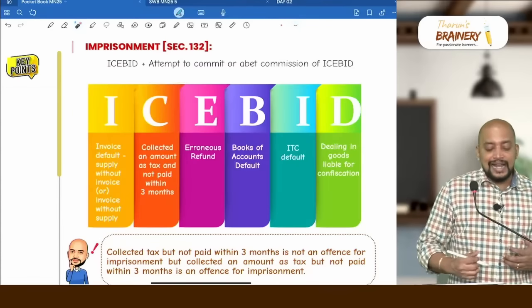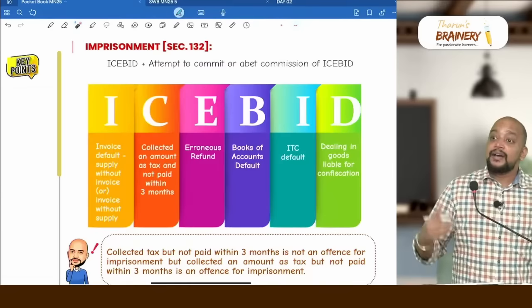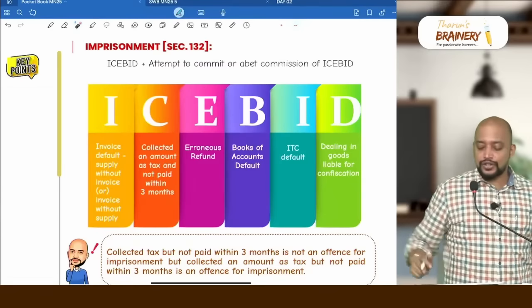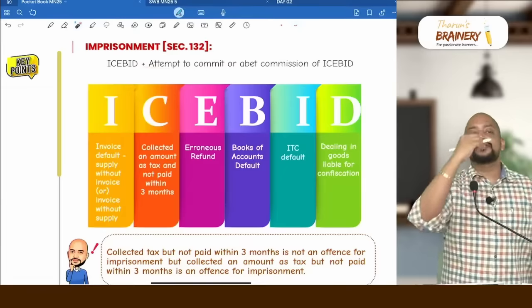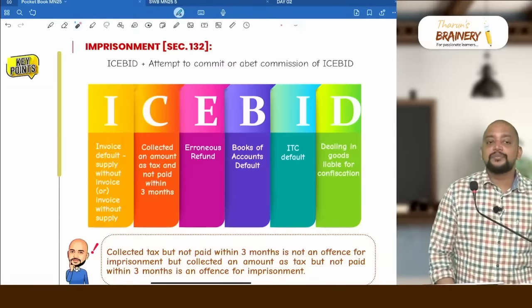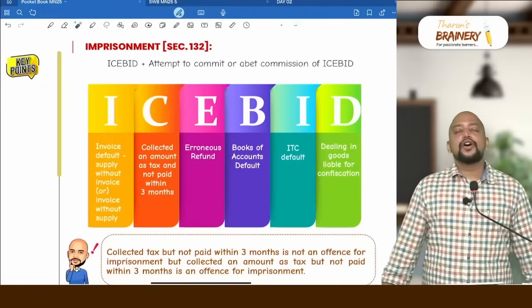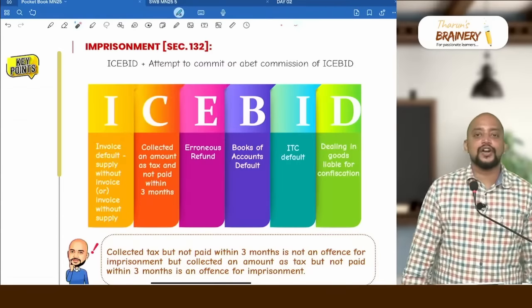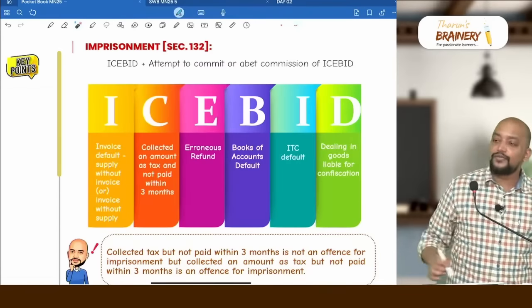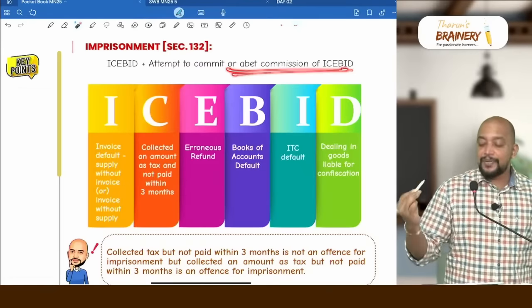Attempt to commit. Sir, I tried, but I was not successful. Okay, murder includes attempt to murder also. So therefore, attempt to commit this offence is also covered here. Then abetting commission. Abetting commission means encouraging, supporting, planning, etc. So all the chartered accountants or cost accountants or consultants who are involved in giving plans to the people will come under abetting commission.